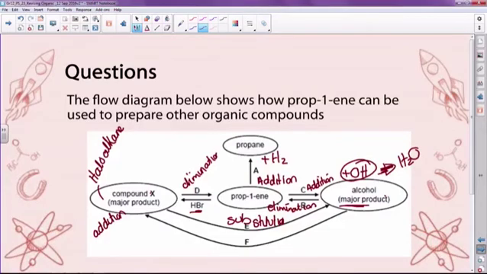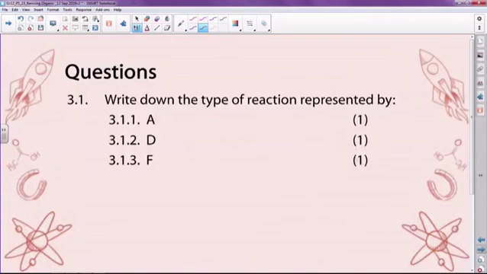So the first question here is to write, oh, look here, I'm only going to give you a little bit of time. Write down the type of reaction represented by A, D, and F. I'm giving you a minute, and your minute starts now.